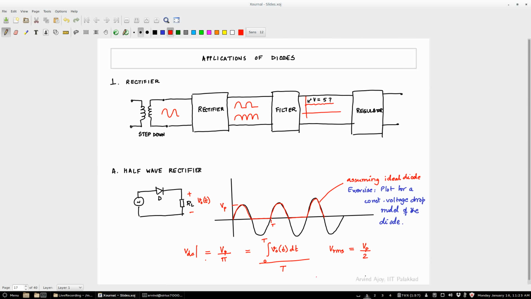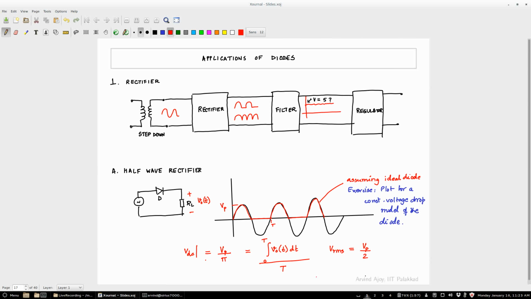So a power supply, as we discussed very long ago when we started designing power supplies, has a step down. We have discussed the step down. It has a rectifier block. We have discussed many kinds of rectifier blocks: the half wave rectifier, the full wave rectifier with center tap, and the full wave rectifier with a bridge configuration.